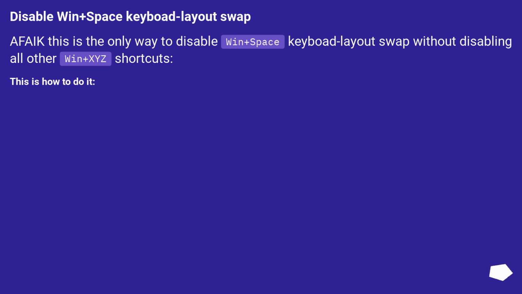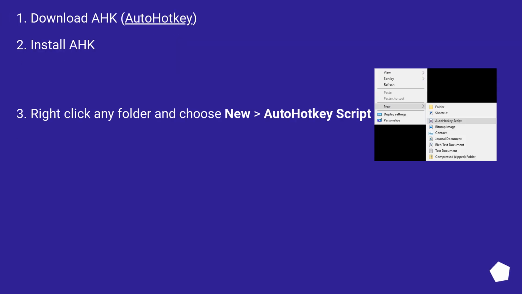Disable Win+Space keyboard layout swap. As far as I know, this is the only way to disable Win+Space keyboard layout swap without disabling all other Win+XYZ shortcuts. This is how to do it. Download AutoHotkey. Install AutoHotkey.